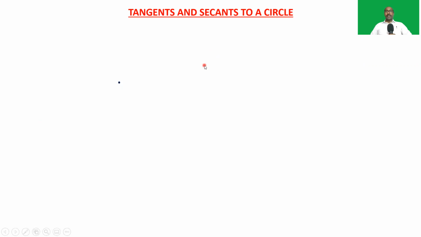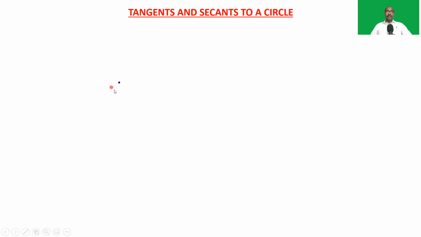Can you say the definition of a circle? Yes, the set of all points which are at a fixed distance from a fixed point is called a circle. The set of all points which are at a constant distance from a fixed point is the circle.